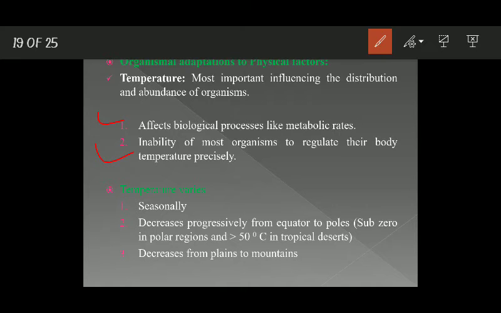For example, अगर हम reptiles देखेंगे, reptiles are most abundant in deserts, in hot regions, because they are unable to regulate their body temperature. You cannot find reptiles in the alpines. They are not abundant in the alpines. Reason being, they cannot regulate their body temperature. Okay, they depend on external heat.